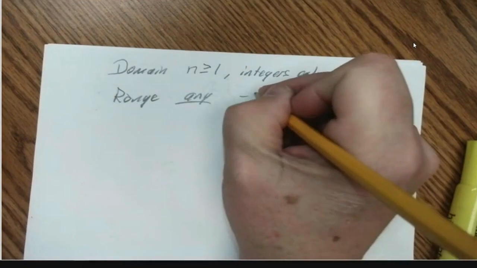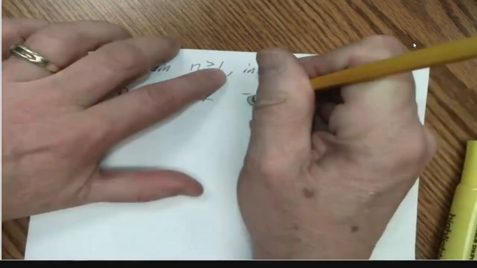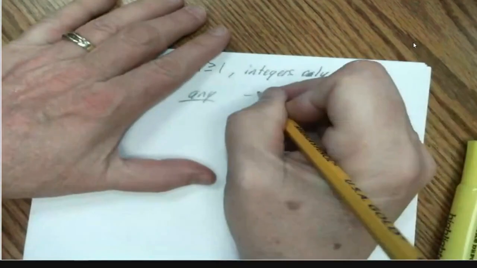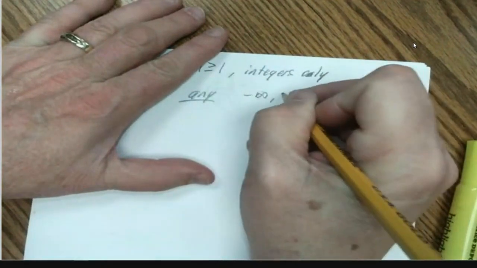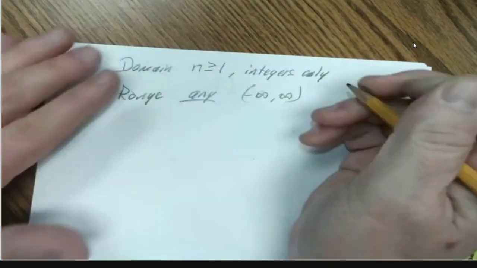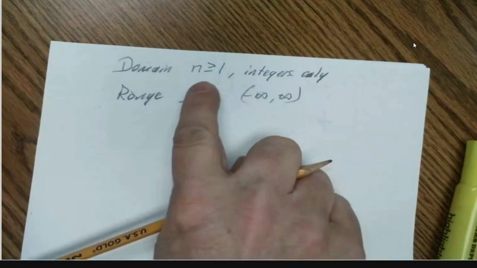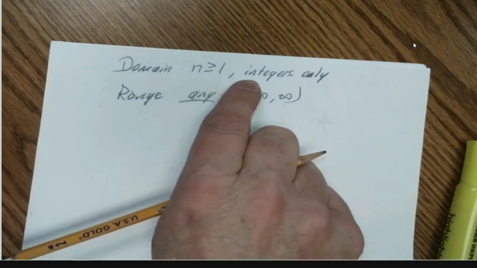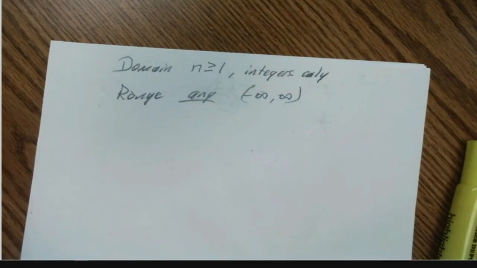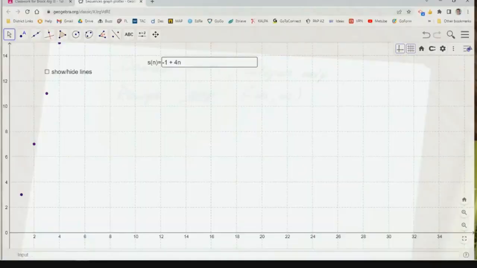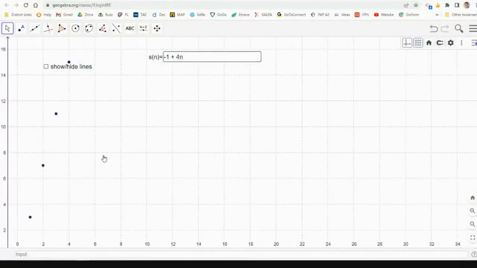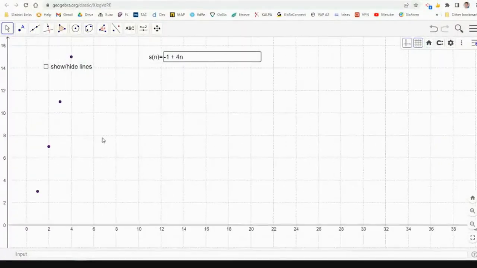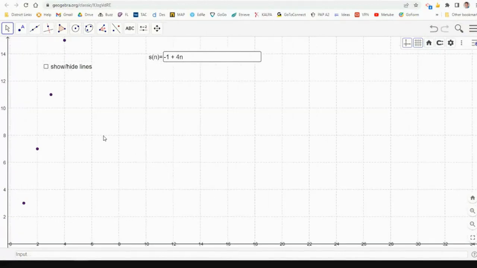Negative infinity to infinity. Oops, my infinity fell over. Negative infinity to infinity. But our domain is the number of terms, starting with the first term on. Only that. So that is the big part of graphing a sequence, is that you can only have integer numbers. So let's look at another sequence here.